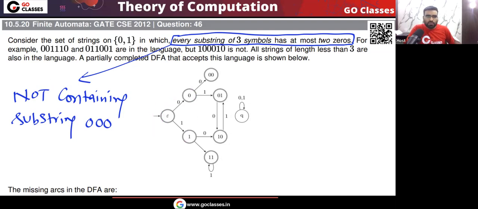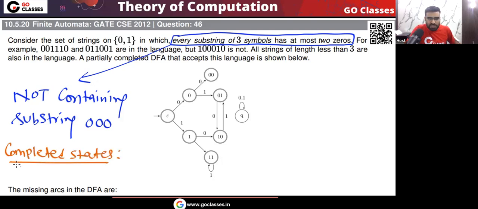Do you agree? So, which states are already complete? Can anyone tell me which states are already completed, meaning which states have no missing transitions? You can see the initial state is a completed state, because for every input symbol, we have created the transition. So this is a completed state.